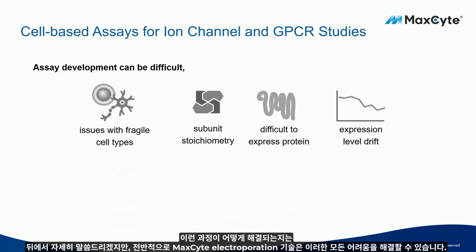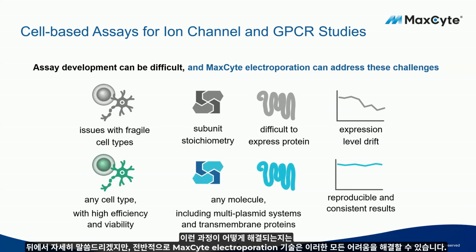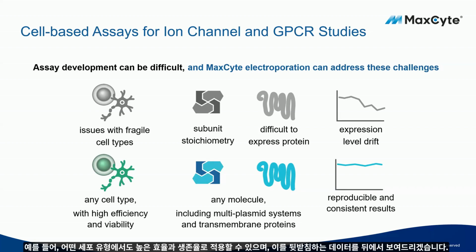And so I'll go over some of the details of how this works, but overall, MaxCyte electroporation can address all these challenges. For example, we can do what we say any cell type with high efficiency and viability, and I'll show you some data to back that up. We also say that we can do any molecule, including multi-plasmid systems for more complex transmembrane proteins. And we can also do all of this reproducibly and consistently. And I'll show you some data to support all these claims as well.